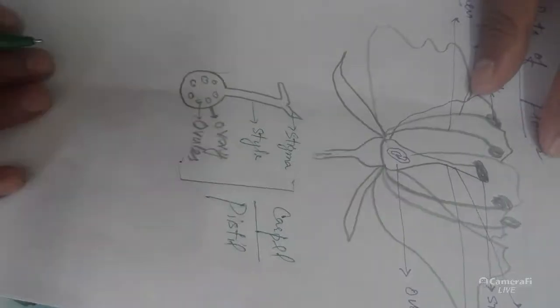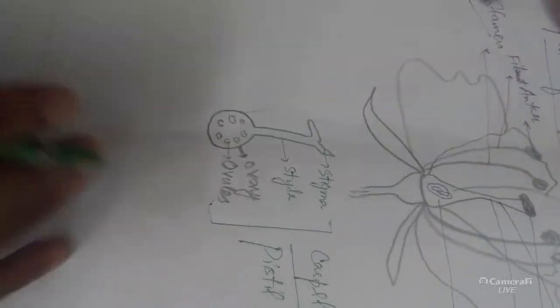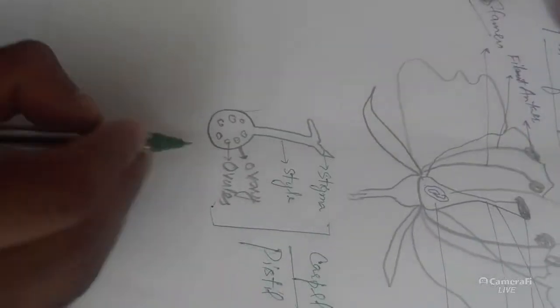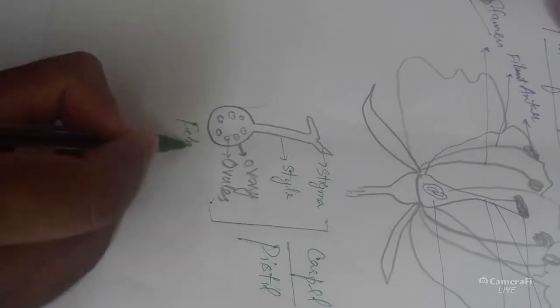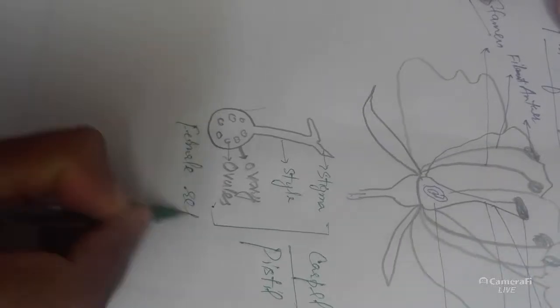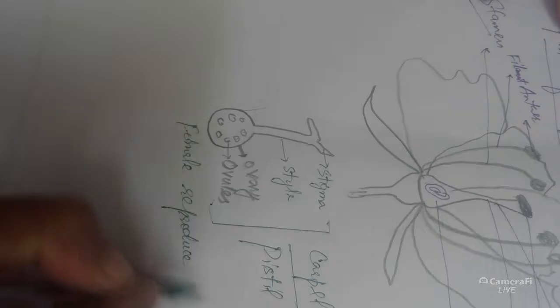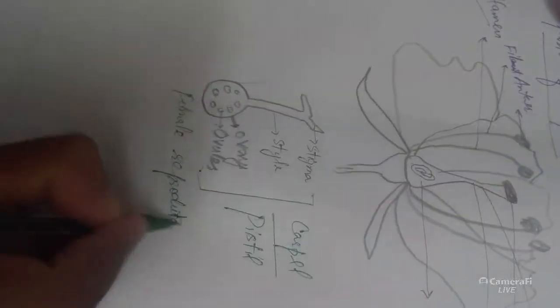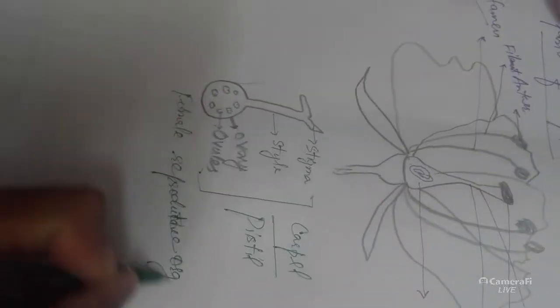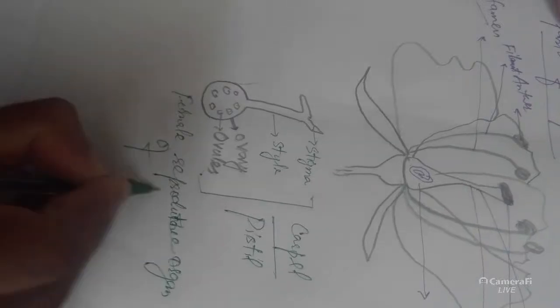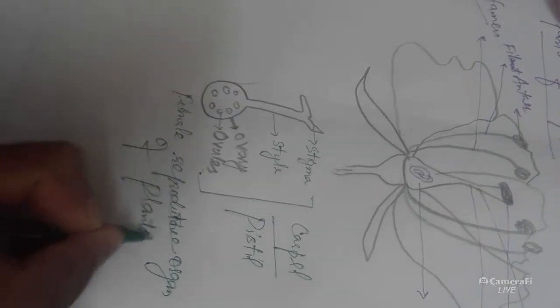Students, I hope you understood. This is the female reproductive organ of plants. Sometimes we may be asked to draw the female reproductive part of the plant. If you draw this, you will get full marks. But this is not finished.